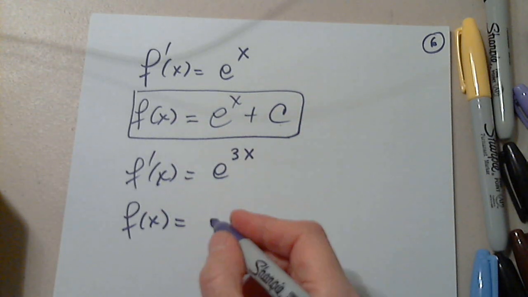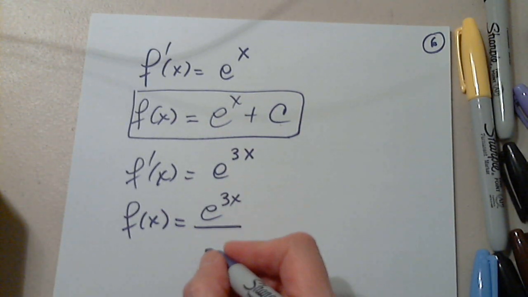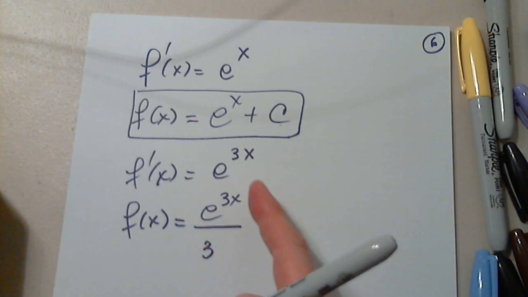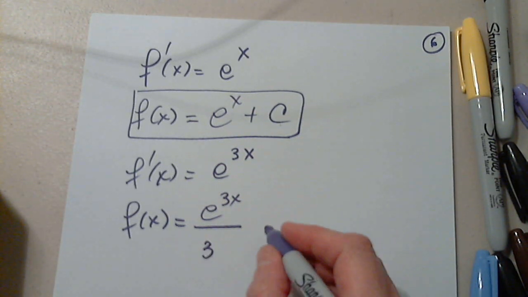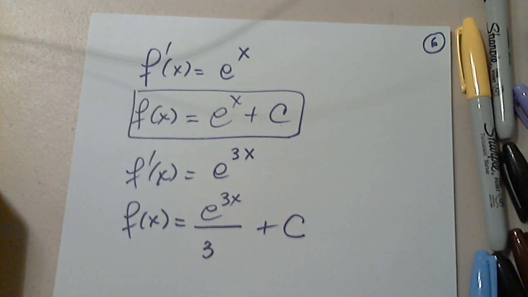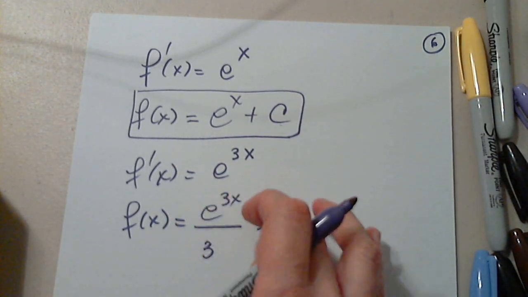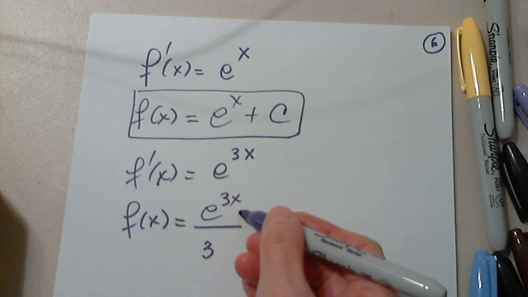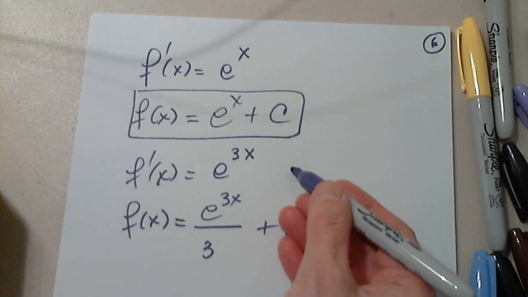Would it be e to 3x plus 3x over 3x? But the derivative of 3x is not 3x, right? It's just 3. That's true. So it's e to 3x over 3, plus a constant c. Now let's differentiate. E to 3x prime is e to 3x times 3. The 3 goes away, and I get e to 3x. And the derivative of the constant is 0.